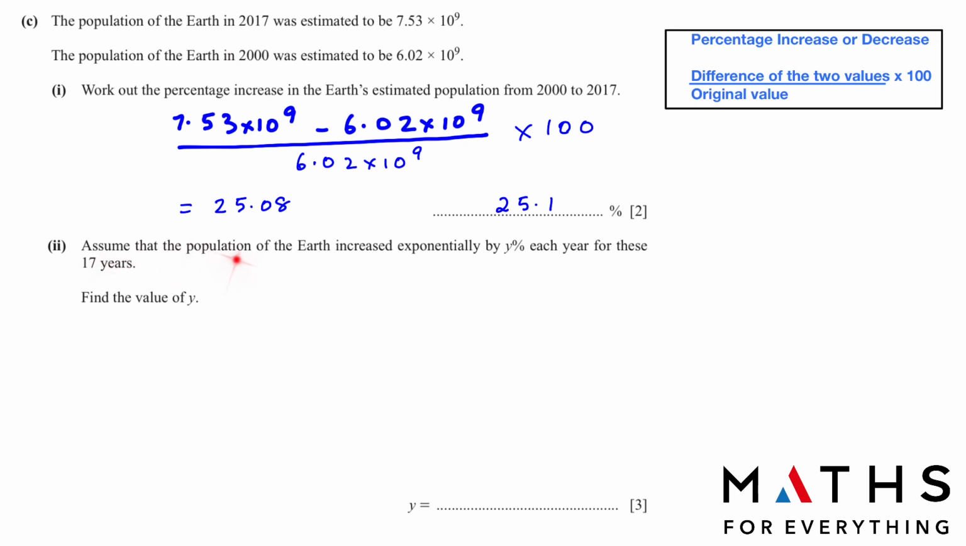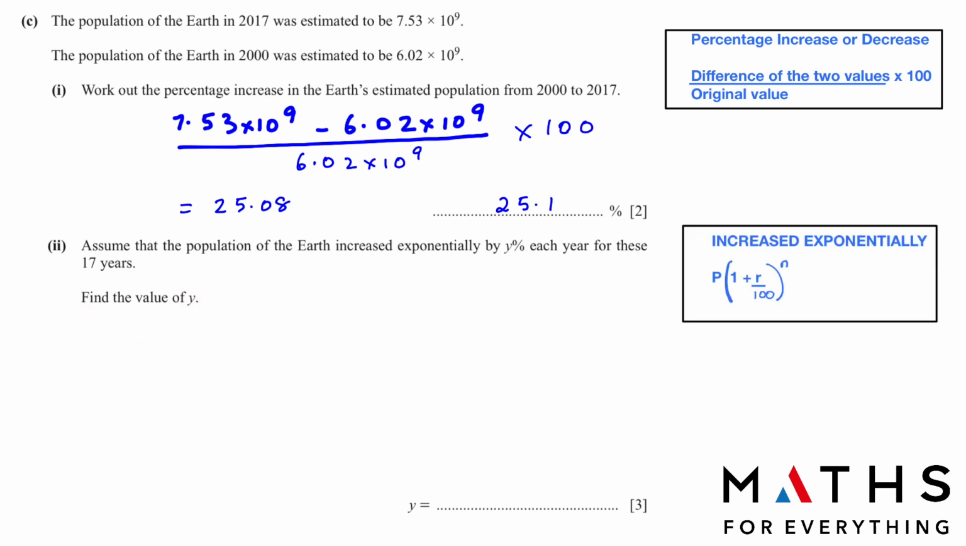Next, assume that the population of the Earth increased exponentially by y percentage each year for these 17 years. Find the value of y. When anything is increased exponentially, this is the formula we can use. And if it is decreased, instead of the plus, put the minus. So now what is P, R, and N? This is actually the formula we use for compound interest.